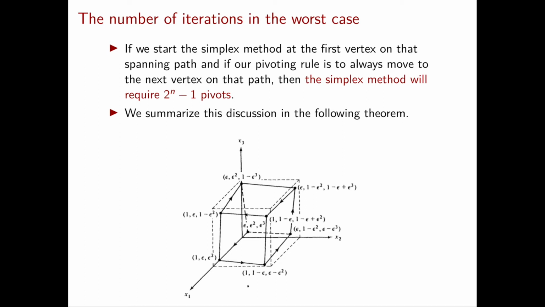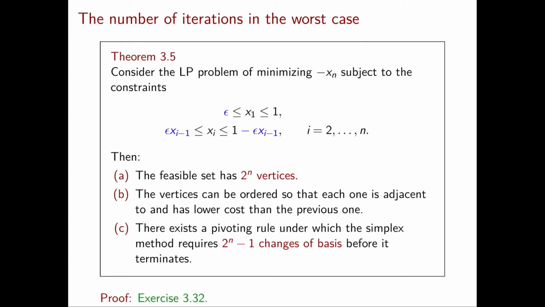At this point, we're ready to summarize our discussion in the next theorem. Consider the linear programming problem of minimizing minus xn subject to the constraints that define our perturbed cube. Then, A. The feasible set has 2 to the n vertices. B. The vertices can be ordered so that each one is adjacent to and has lower cost than the previous one. And finally, C. There exists a pivoting rule under which the simplex method requires 2 to the n minus 1 changes of basis before it terminates.